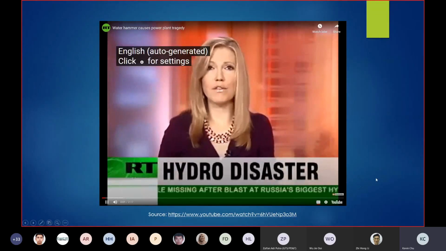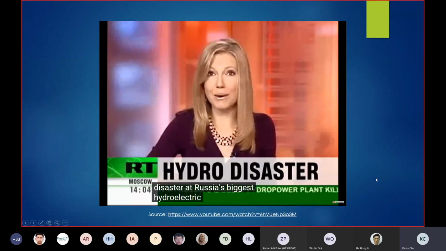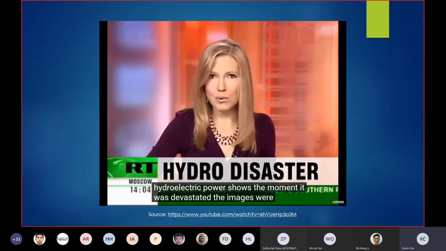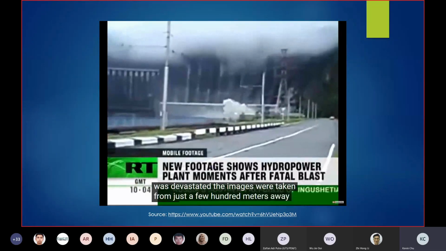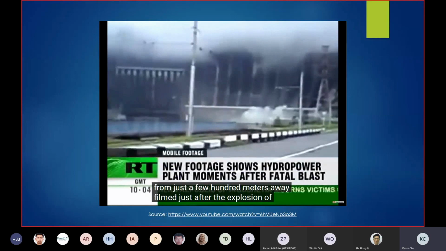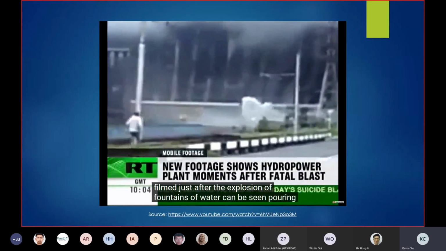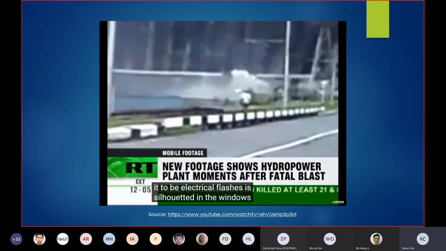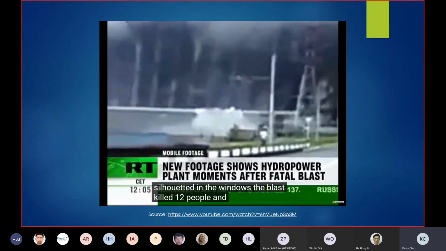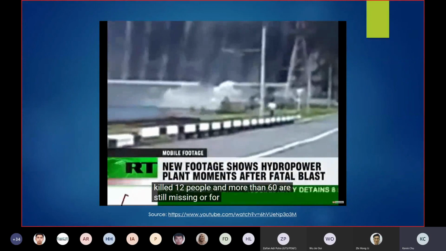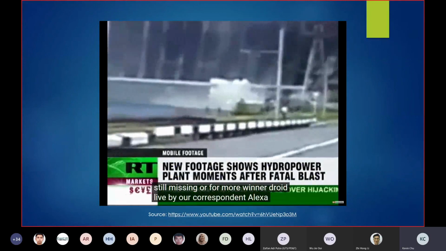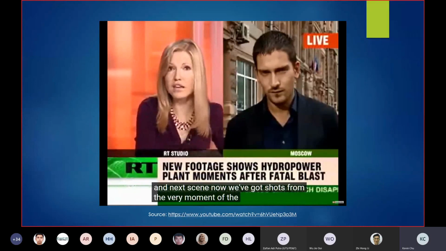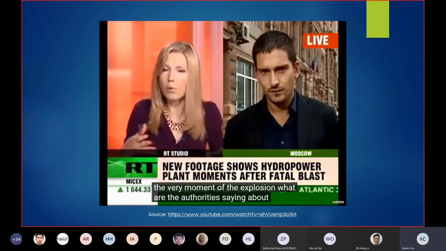This mobile phone footage of the disaster at Russia's biggest hydroelectric power station shows the moment it was devastated. The images were taken from just a few hundred meters away. Filmed just after the explosion, fountains of water can be seen pouring from the base of the facility. What appears to be electrical flashes are silhouetted in the windows. The blast killed 12 people and more than 60 are still missing. Well, for more, we're now joined live by our correspondent Alexei Yereshevsky. Alexei, now we've got shots from the very moment of the explosion. What are the authorities saying about what actually happened?